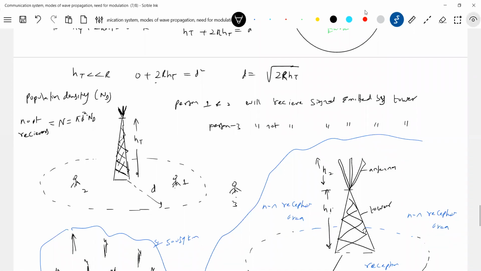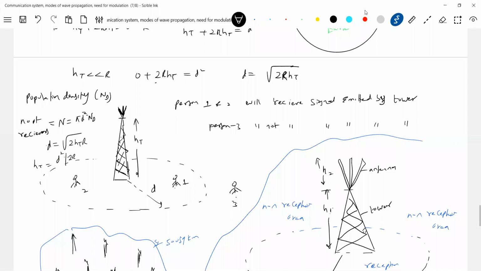Usually, before launching any telecommunication service for mobiles, they come and do a survey in that area, to see how many mobile users there are. Then they go for population density. They know the number of users and the population. From that, they estimate what the range should be. Once you know d, you can go for the height of the antenna. So what is the height of the tower equal to? d square by 2R.